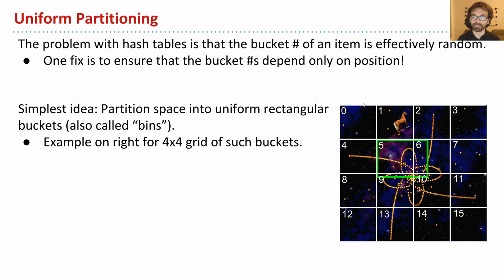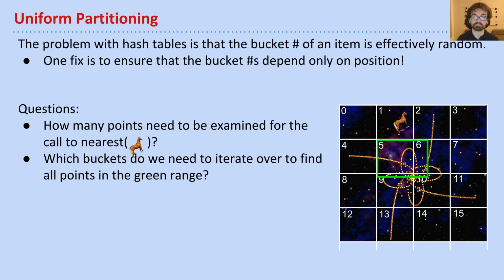So for example, I could subdivide my space into 16 different regions. These buckets or regions are also sometimes known as bins. And this is just an example of a 4x4 grid of such buckets. Effectively, what we've done here is we've partitioned the space. As a result, we know that any item with this xy coordinate will be in this specific bucket. Okay.